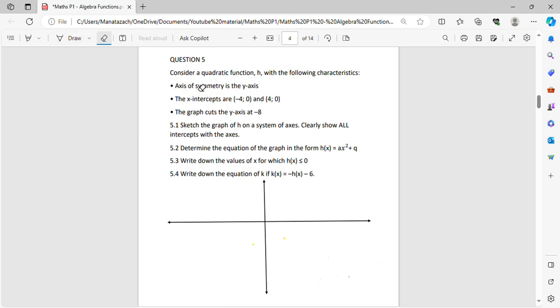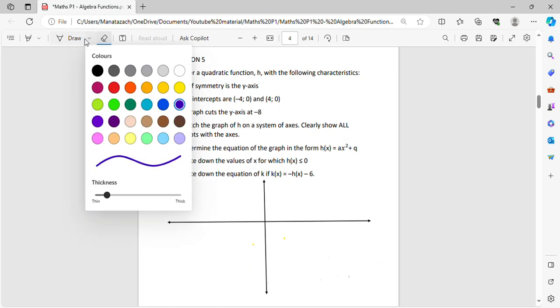Okay, consider the quadratic function h with the following characteristics. The axis of symmetry is the y-axis, the x-intercepts are (-4, 0) and (4, 0). The graph cuts the y-axis at -8. Question 5.1 says, sketch the graph of h on a system of axes. Clearly show all intercepts with axes. So let's just choose a pen here.